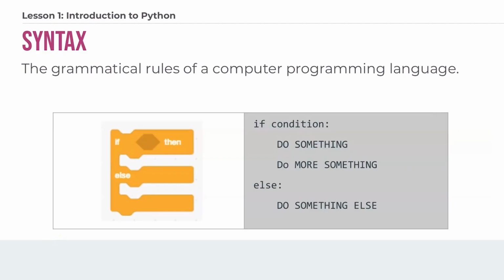All the different rules we've been learning fall under the umbrella of this term syntax. Syntax is the grammatical rules of a computer programming language. It's like the punctuation of written language. It tells the computer how to structure, how to read some code, and it also helps a person, as we'll see on the next slide.